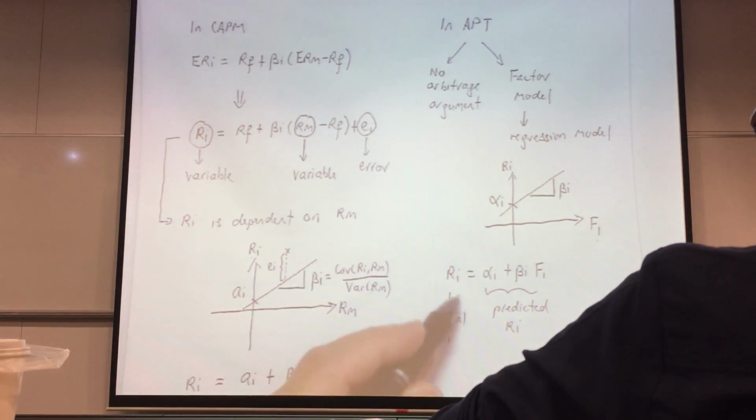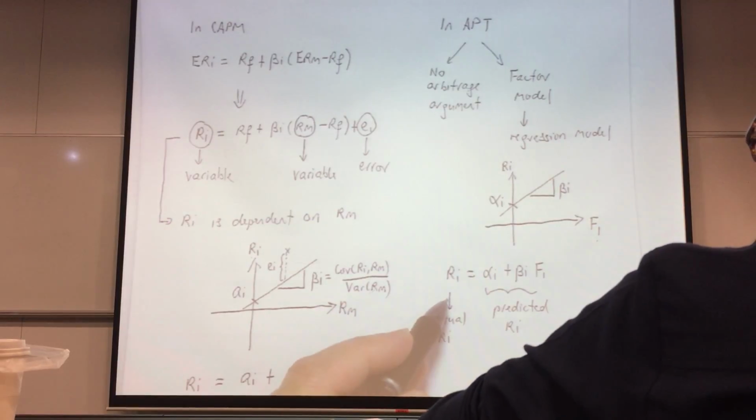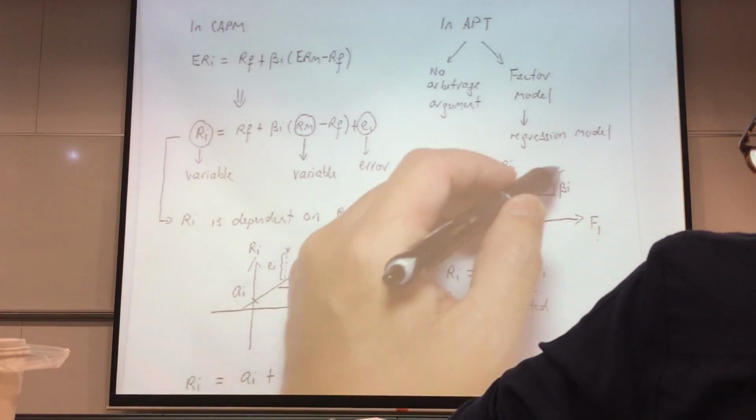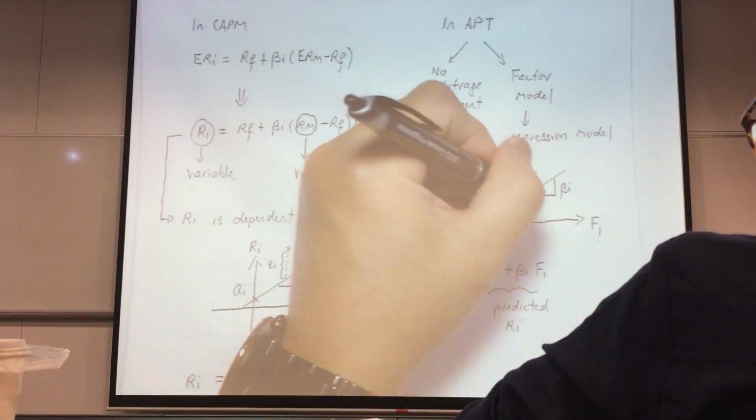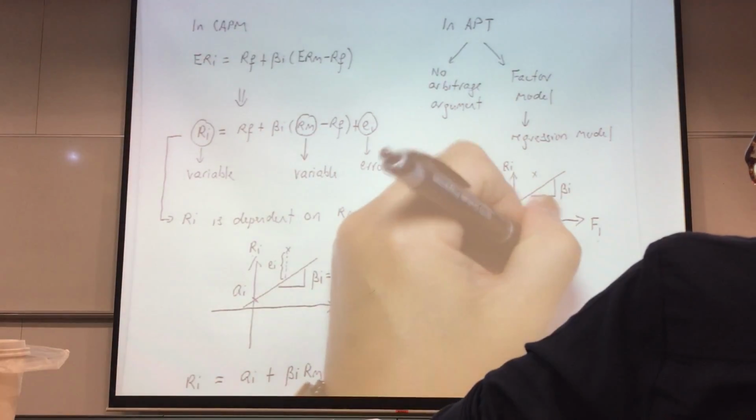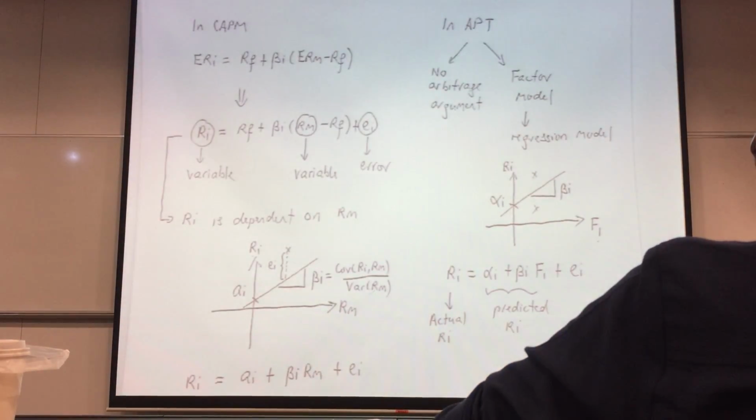Very often you find that the Ri observed is different from the prediction. It's not given by the straight line. It could be higher, it could be lower. That's why we will have to include the error term here. Right? So the error term explains the difference between the actual Ri and the predicted Ri.